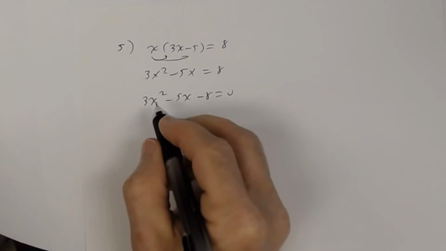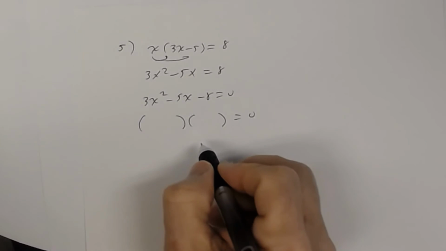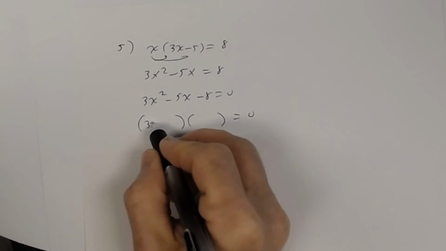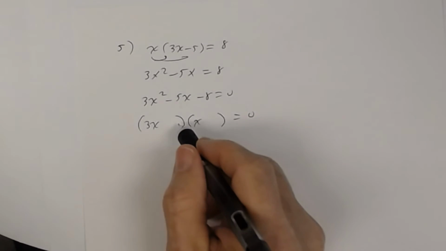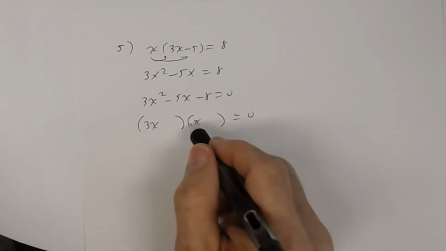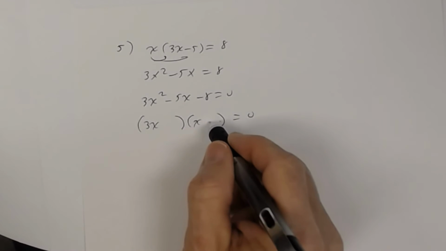Now this is quadratic now. So I'm going to factor this quadratic equation. It's still a polynomial equation, but it's quadratic. And let's see what works. So I need negative 5 from the middle term. I need these two to multiply and give me negative 8. So let's see. Let's try 4 and 2.